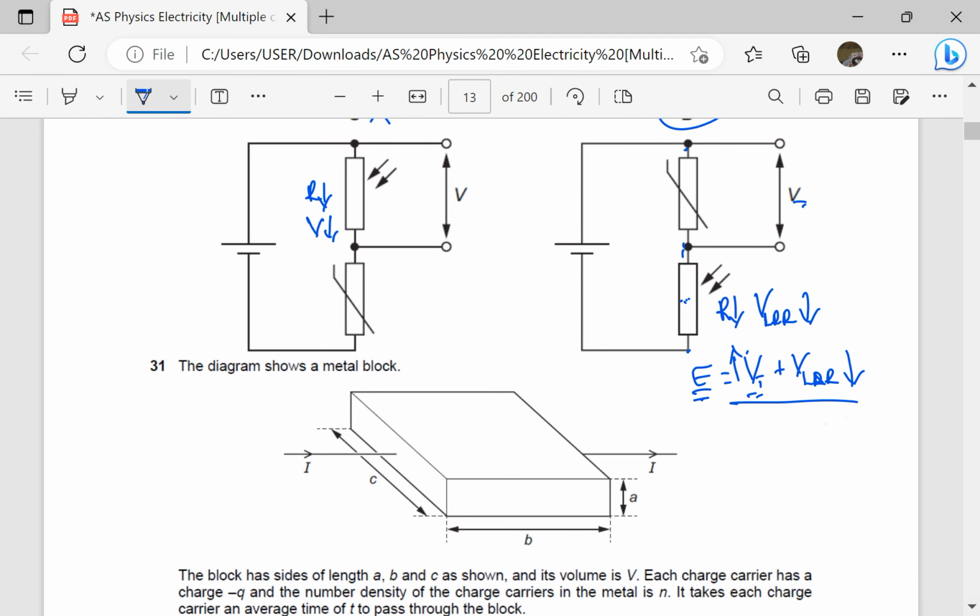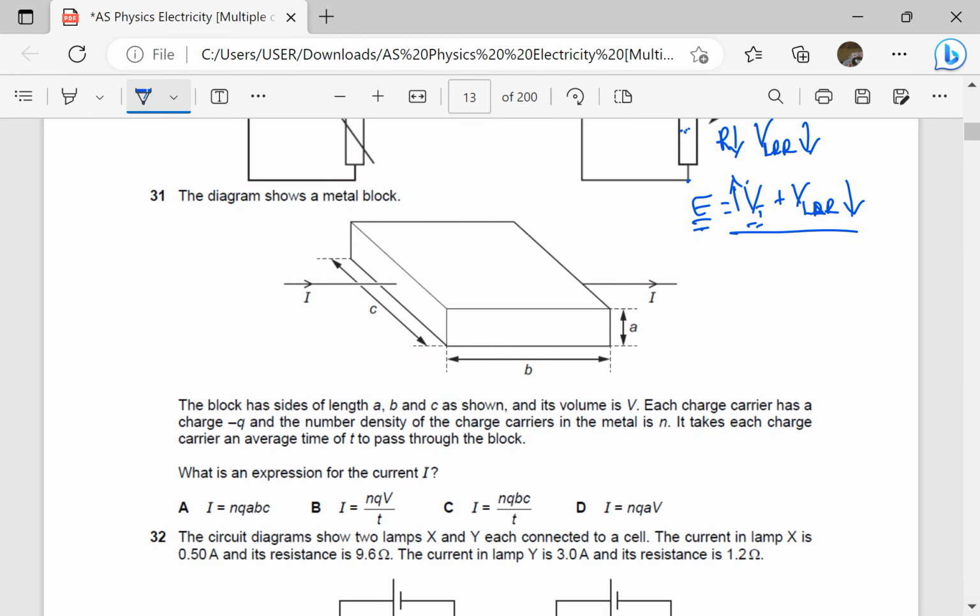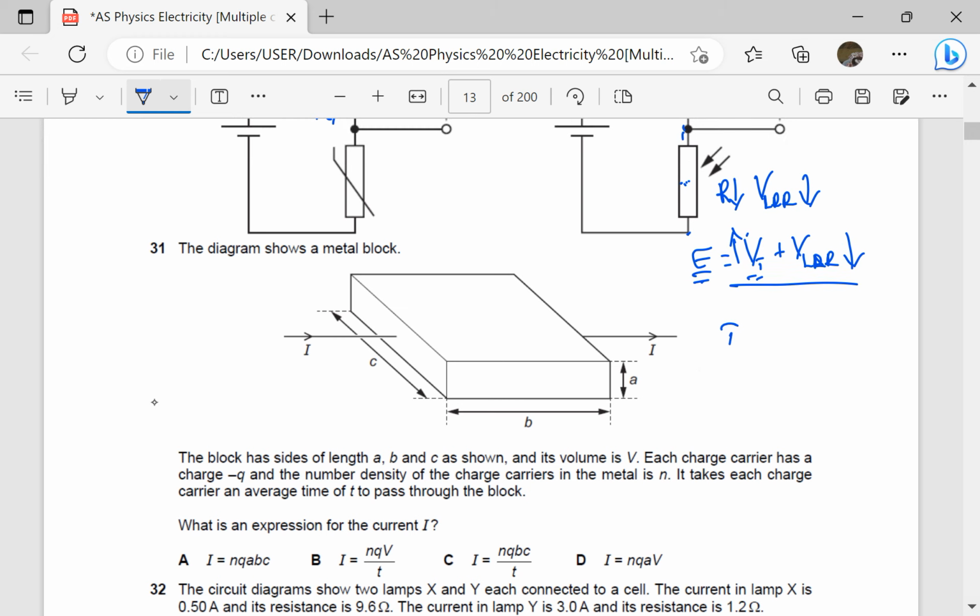Those are potential dividers. The diagram shows a metal block. The block has sides of length A, B, and C as shown, and its volume is V. Each charge carrier has a charge negative Q, and the number density of the charge carriers in the metal is N. It takes each charge carrier an average time of T to pass through the block. What is an expression for the current I?